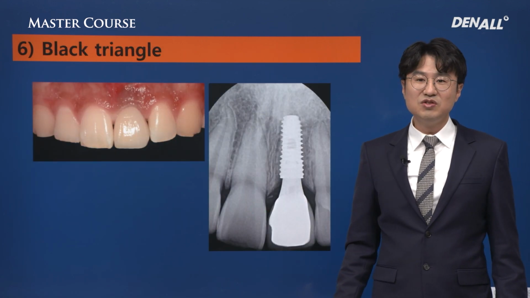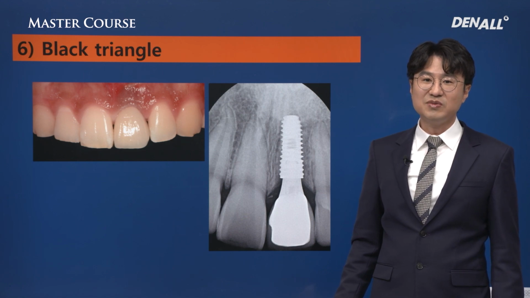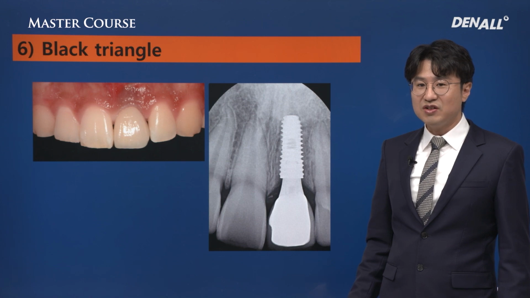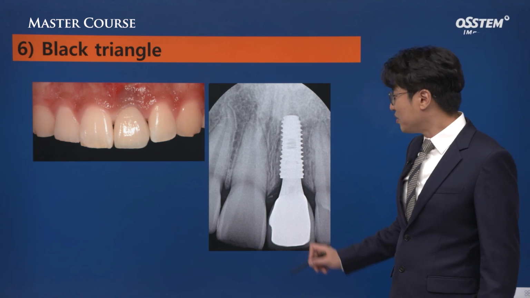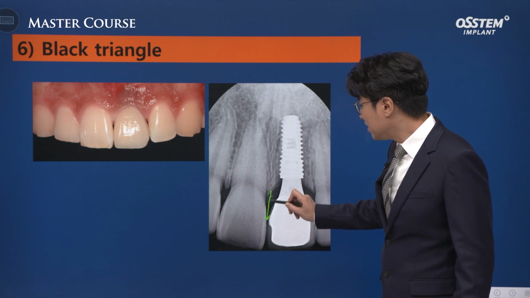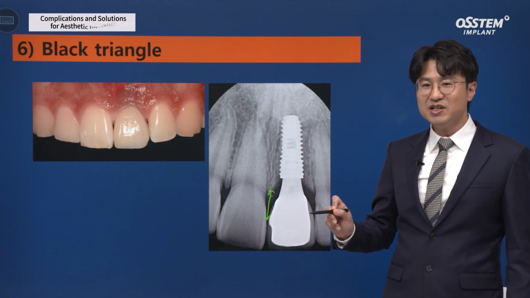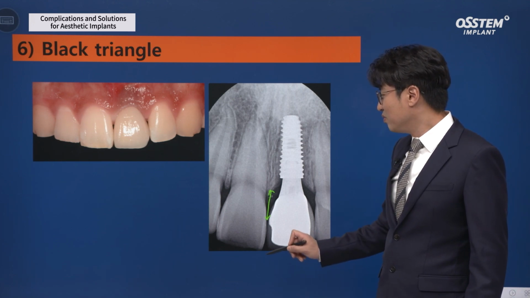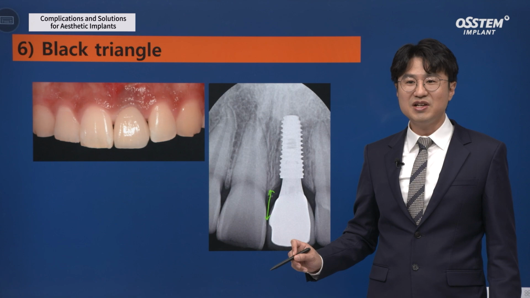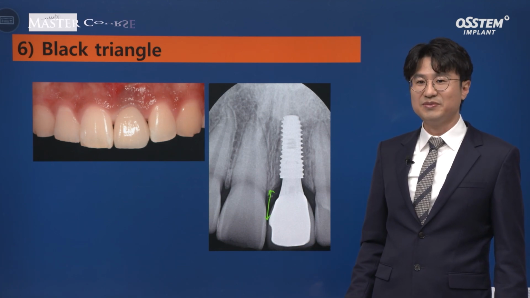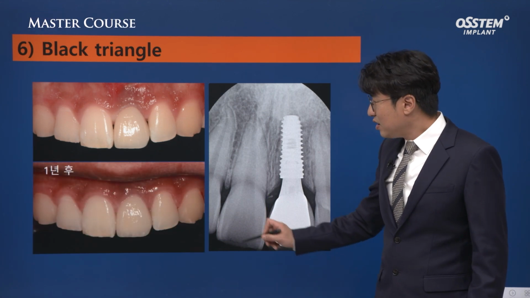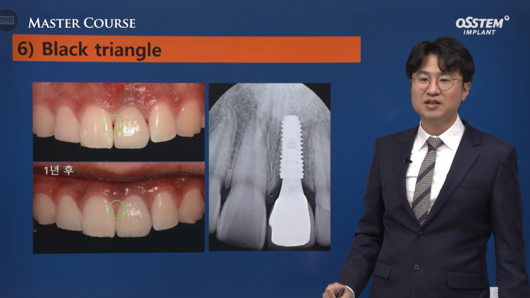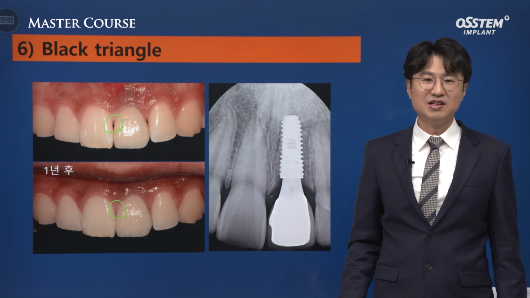Another difficulty when it comes to anterior restoration is the black triangle. As reported in the literature, if the distance from the interdental bone to the contact point of the adjacent tooth is 5 millimeters, 100% of the gap would be filled. If it is 7 millimeters, we would observe the black triangle. After a year, the soft tissue has crept up. We observe such cases quite a lot, especially among young people.